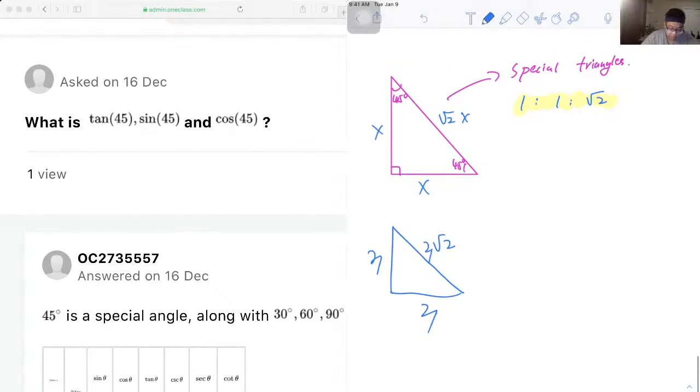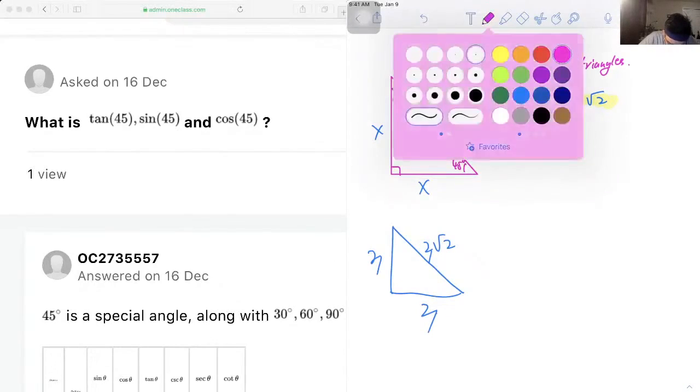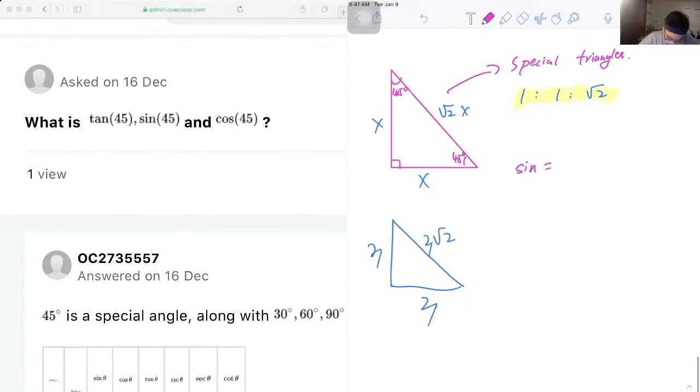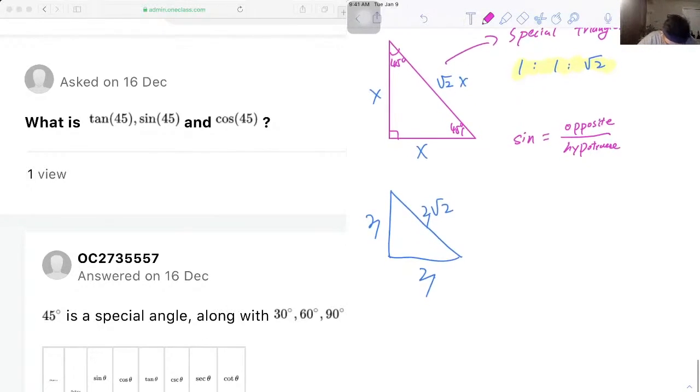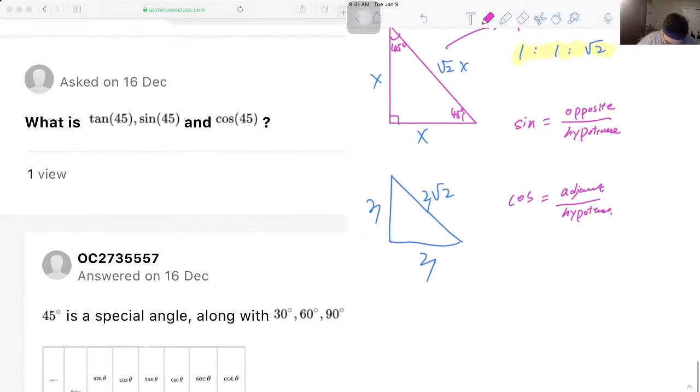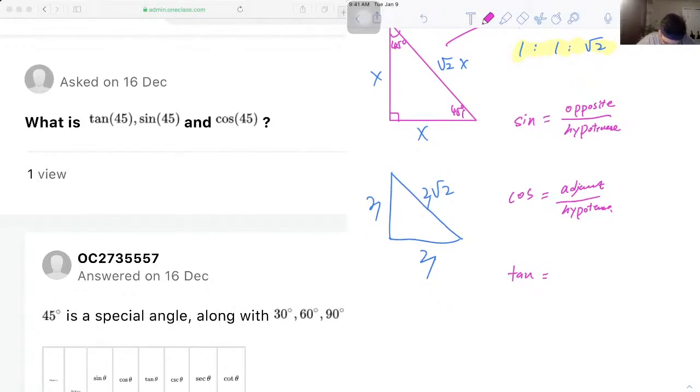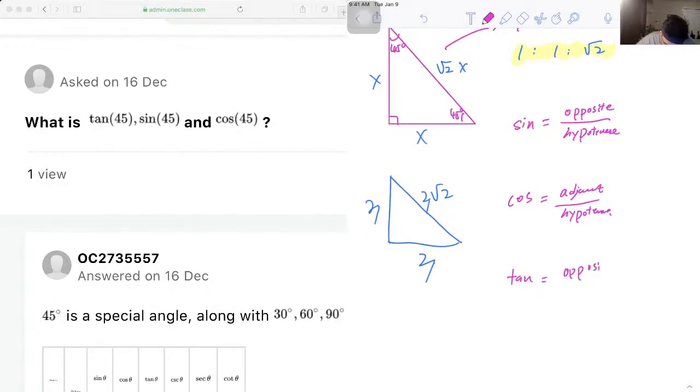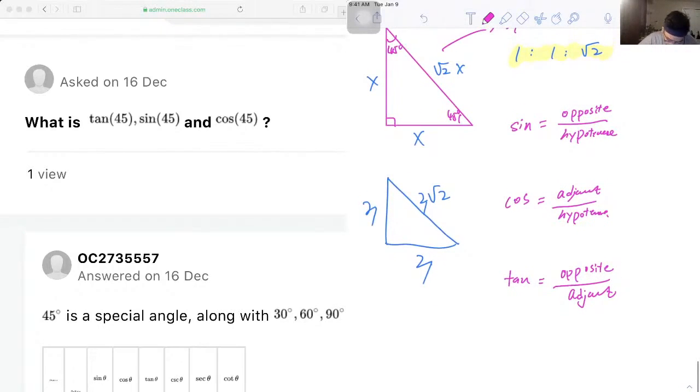Okay, and by knowing this, let's go back to our question. So first, when we talk about sine, it's always going to be opposite over hypotenuse. And when we talk about cosine, it's always going to be adjacent over hypotenuse. And when we talk about tangent, it's going to be opposite over adjacent. Alright? So, oops, just move this a little bit downward.